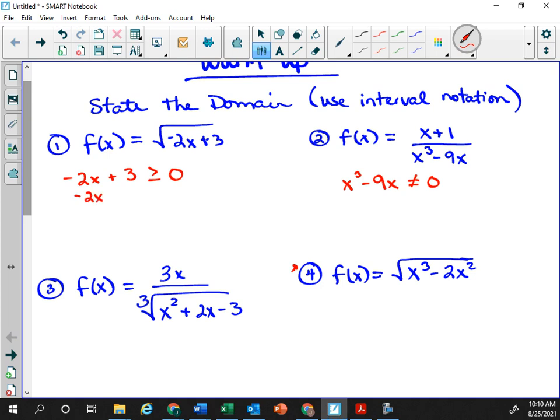So negative 2x is greater than or equal to negative 3. Divide, remember to flip your sign when you divide by a negative. So we get x has to be less than or equal to 3 halves. So in interval notation, that is negative infinity to 3 halves, with the bracket. All right, number 1. Okay? So that's sort of one situation.